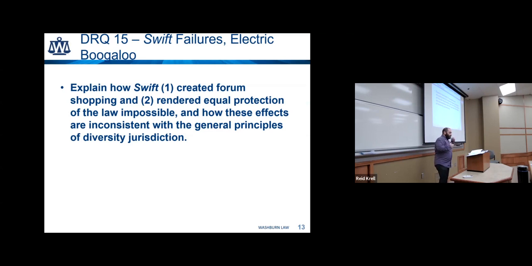Ms. Holman, in the wake of the conversation that we've just had, talk to me about what it is about Swift that creates forum shopping and renders equal protection impossible. We'll get to the last piece of this question in a minute, so let's start with those two. Well, corporate parties could just avoid applying state law by reincorporating under the laws of the new state in order to establish the diversity. Right? Okay. And how does that create forum shopping? When you're shopping around for whatever state is better for you or its law.